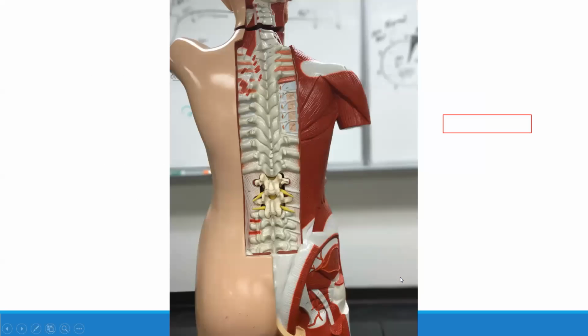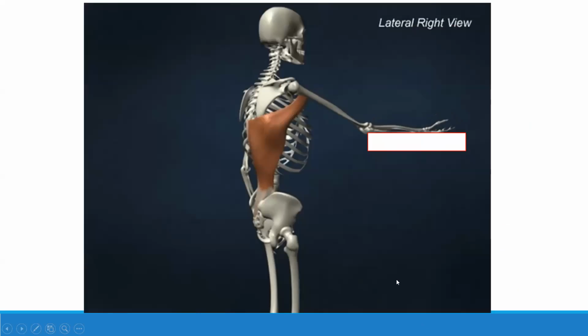Okay. And on our model, we can see the latissimus dorsi is a large muscle down here. Here's the trapezius up here, and then the rest of this is the latissimus dorsi right there. Example of the latissimus dorsi.